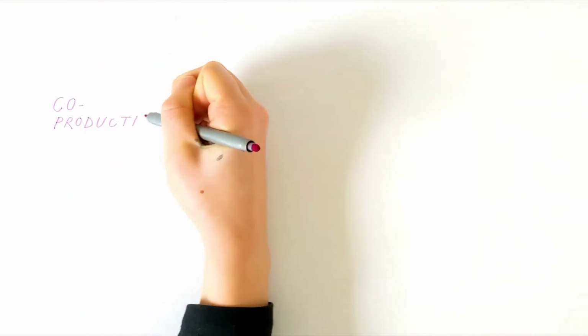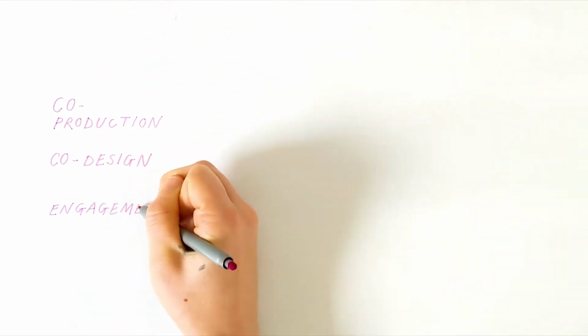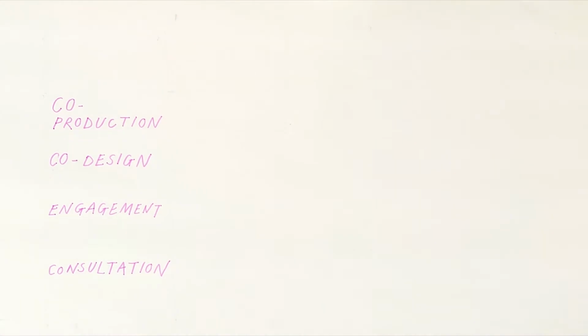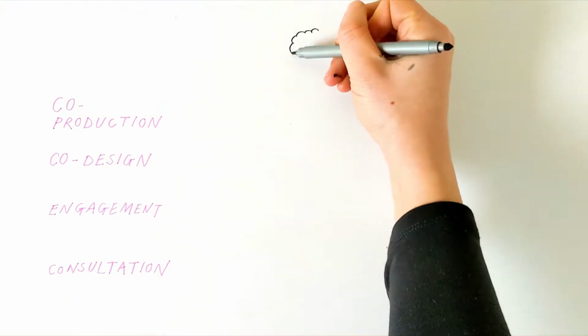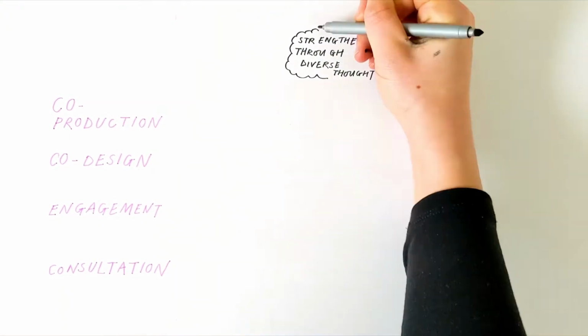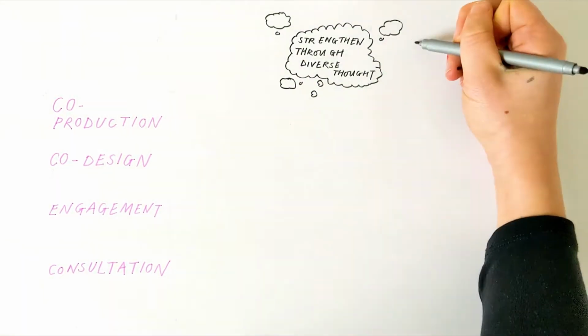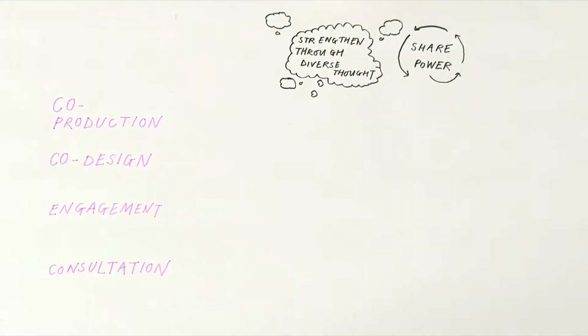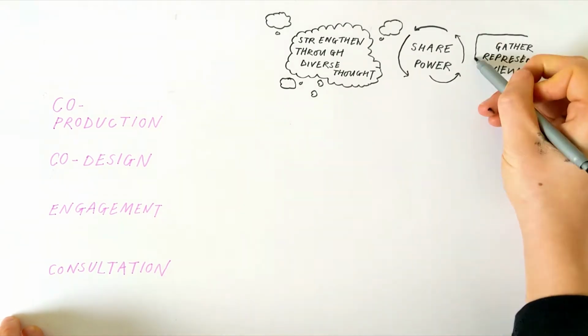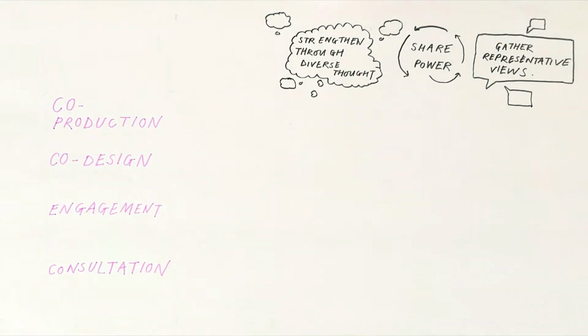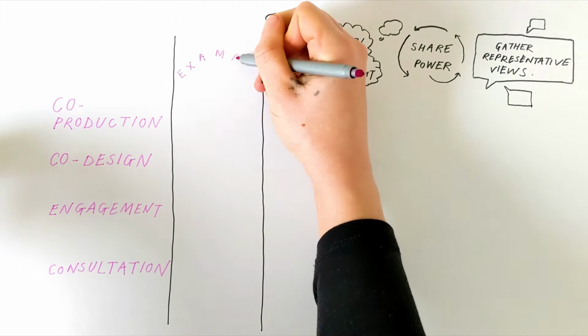The four main types of involvement are co-production, co-design, engagement and consultation. Each of these approaches either strengthens decision-making through diverse thought, shares power with those who the project is for, or gathers a representative view of those who the project is for.